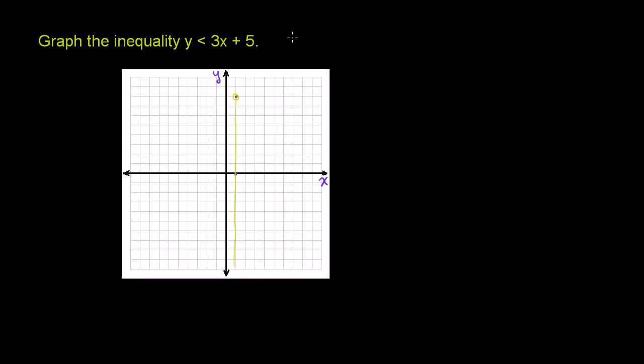So if I were to write y is equal to 3x plus 5, we'd say, OK, 3 is the slope. Slope is equal to 3. And then 5 is the y-intercept. Now, I could just graph the line. But because that won't be included in the y's that satisfy this constraint, I'm going to graph it as a dotted line. So we'll start with the y-intercept of 5.